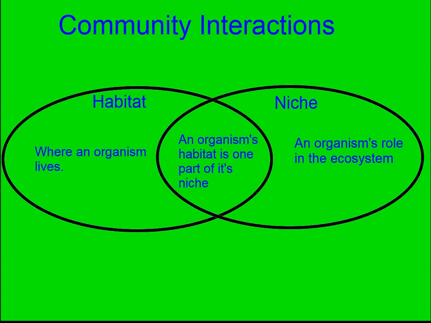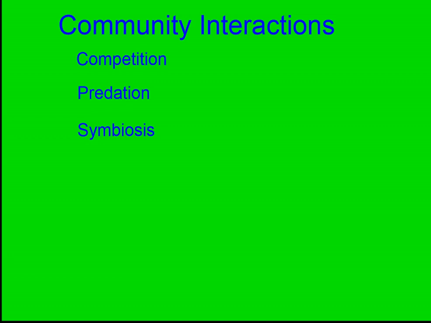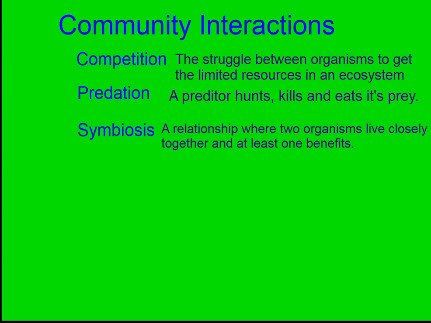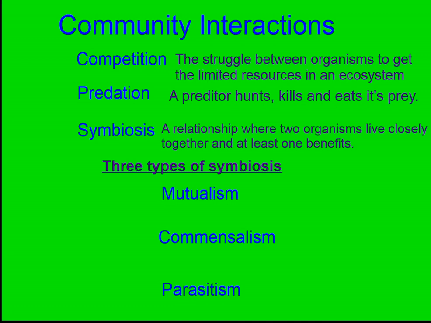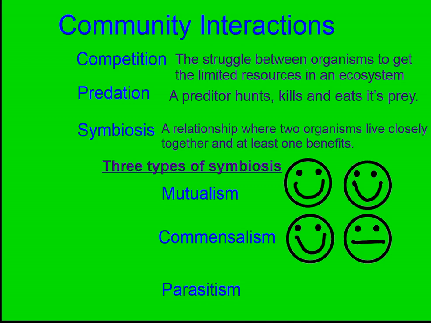All right, some other community interactions. Competition, predation, symbiosis. Can you define them? There's three different kinds of symbiosis. Do you know what they are? Can you define them? Mutualism is where they both benefit. Commensalism, one benefits and the other is unaffected. In parasitism, one benefits, the parasite lives on or inside the host, and the host is harmed.